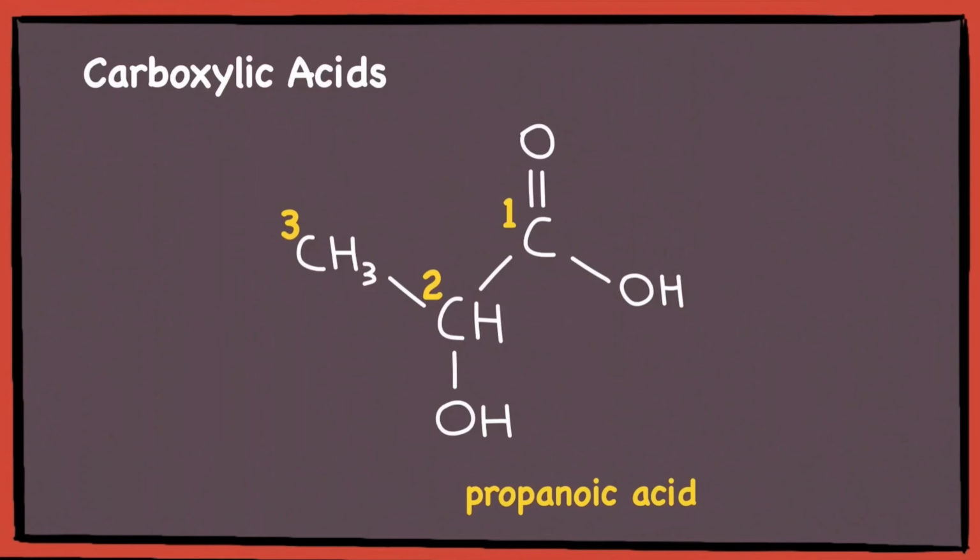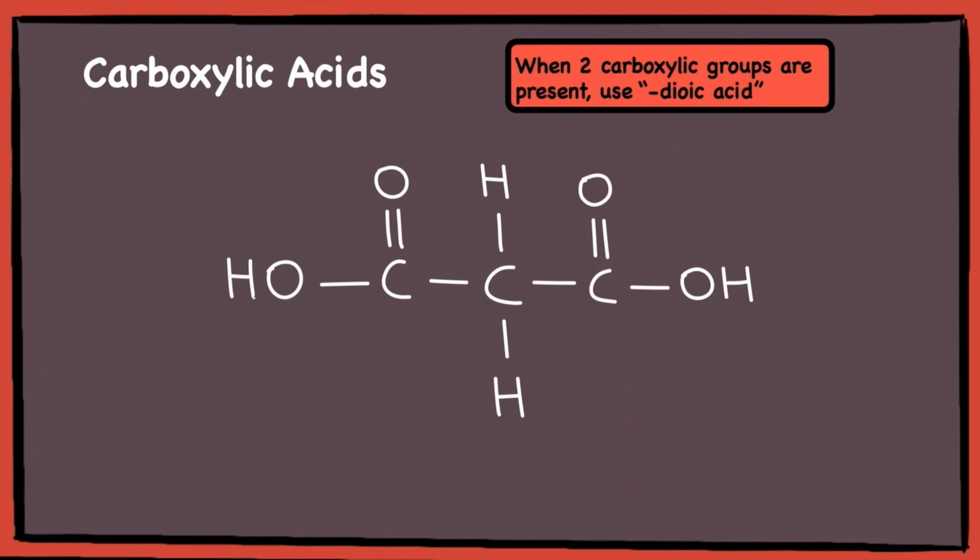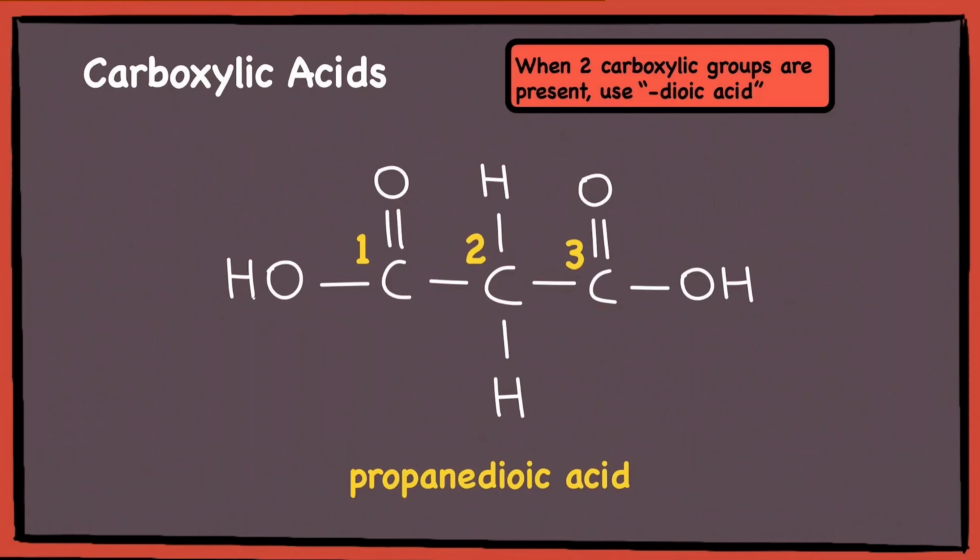Lastly, for the prefix, since the hydroxy side group is attached to the second carbon of the parent chain, the prefix will be called 2-hydroxy. Combining everything together, this organic compound will be called 2-hydroxypropanoic acid. And just in case you've forgotten, when 2 carboxylic acid groups are present, the suffix -dioic acid is used. So for this case, there are 3 carbon atoms present and also 2 carboxylic acid functional groups present. It will be called propanedioic acid.